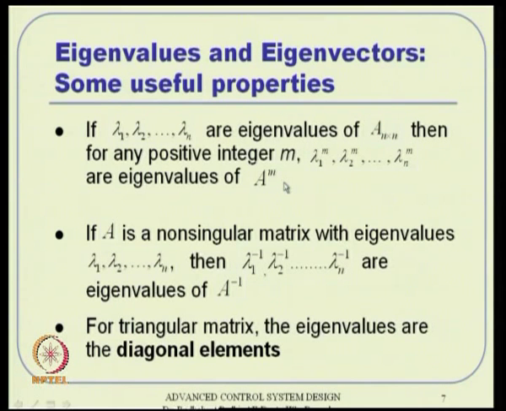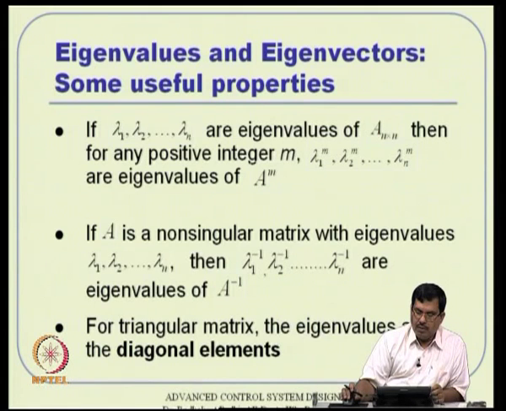Okay. So now next we will study some of these useful properties of eigenvalues and eigenvectors. Let us study them one by one. The first thing is, if lambda 1 to lambda n are eigenvalues of an n by n matrix A, then for any positive integer m, the powers of these eigenvalues are also eigenvalues of A to the power m.